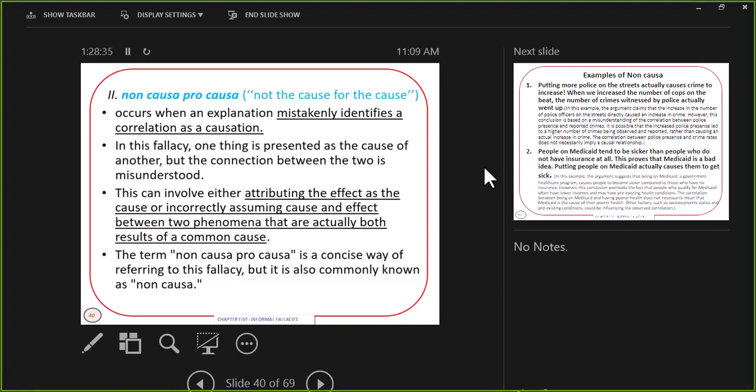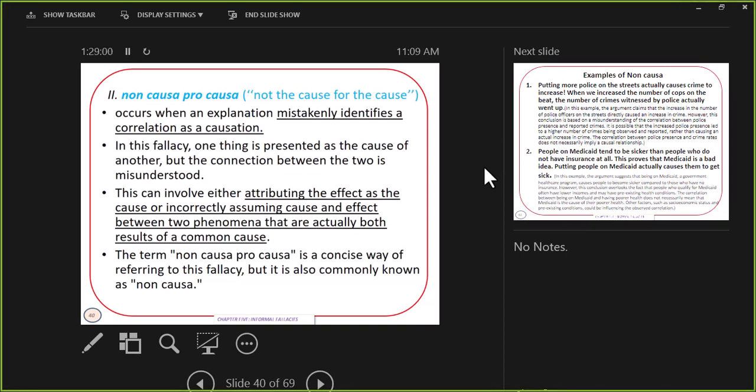Then we conclude that the first event is the cause for the second event. Or mismatching the cause and effect. One thing is presented as the cause of another, but the connection between the two is misunderstood, attributing the effect as the cause, incorrectly assuming the cause and effect between two phenomena that are actually both a result of a common cause.